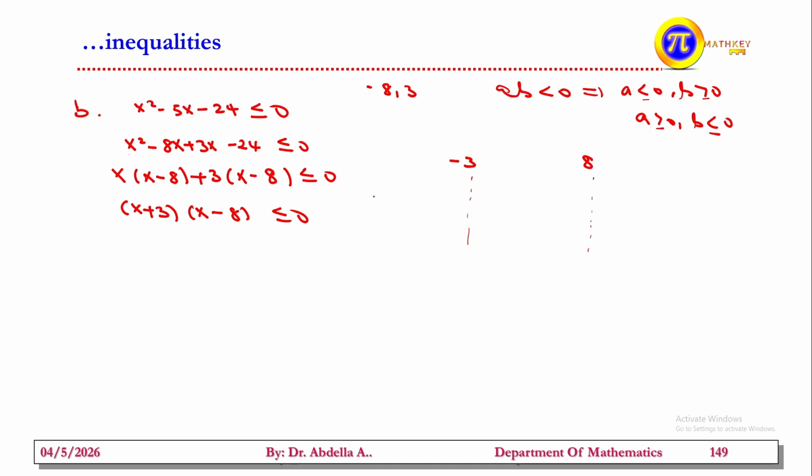So now x plus 3. At negative 3 it is 0 ይሆናል. At the left of negative 3 it is negative. At the right it is positive. Let us take the second one, x minus 8. At 8 it is 0. At the right it is positive. At the left it is negative.